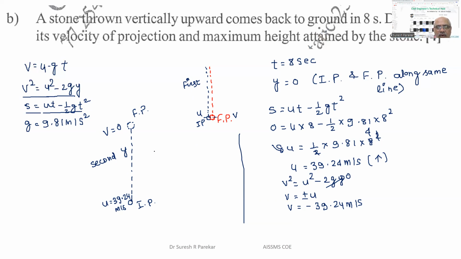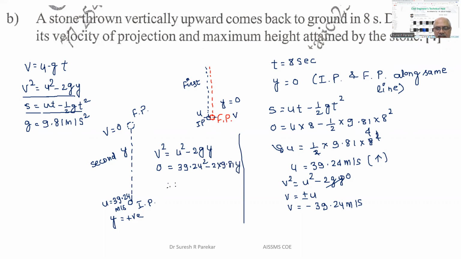So now we can use v square equal to u square minus 2gy. Now the final position is above the initial, so we have y as positive. Here we are along the same line, so y is equal to 0. Now the final velocity is 0. U we have 39.24 square minus 2 into 9.81 y.